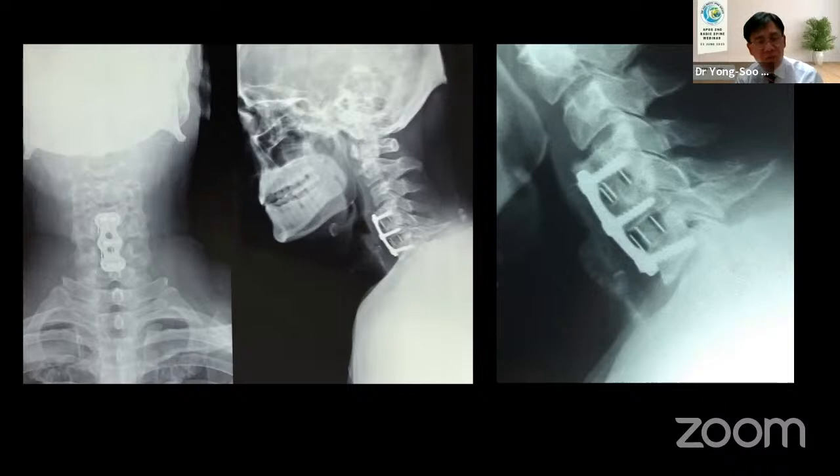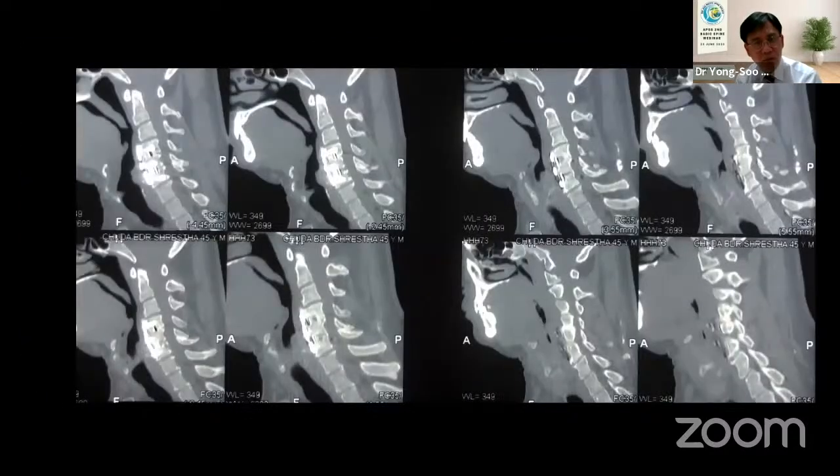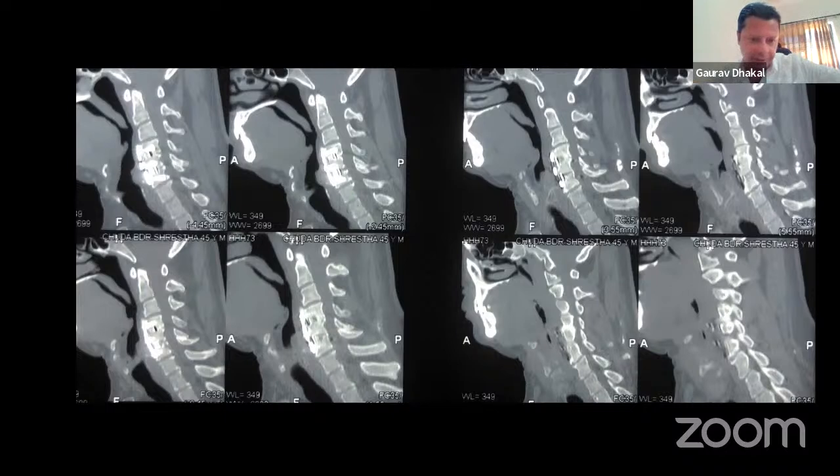Did you have any further evaluation post-operative, such as CT or MRI check post-operative? Okay. So I don't have an MRI scan, but this is the post-operative CT scans, the images I have.